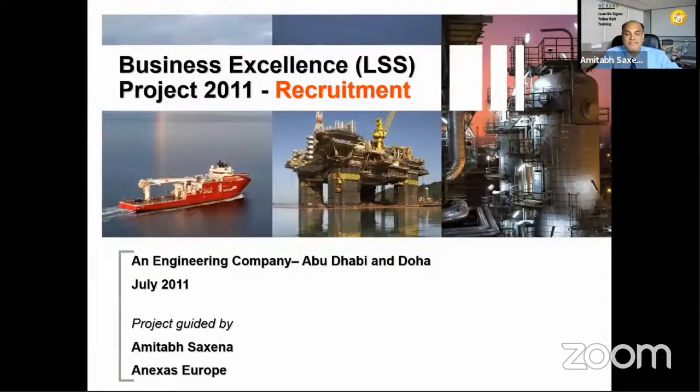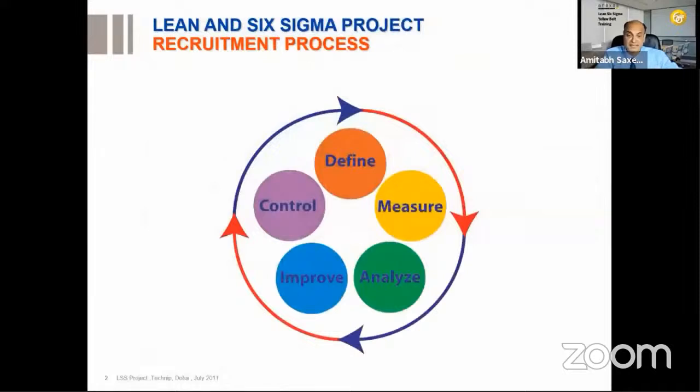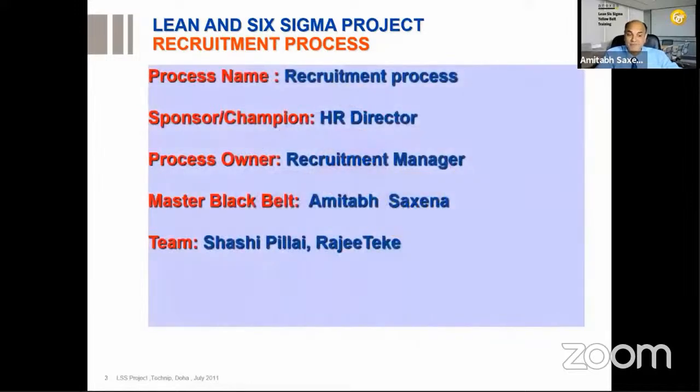They want to reduce the recruitment cycle time. We are following define, measure, analyze, improve, and control. 5 phases. Every green belt and black belt follows these when you take up an improvement project. You form a team. Process name is recruitment. Problems are in the processes, not in the people. Don't blame the recruitment team.